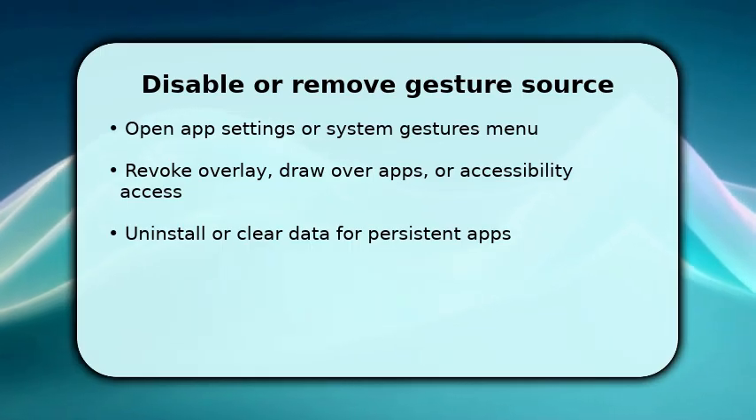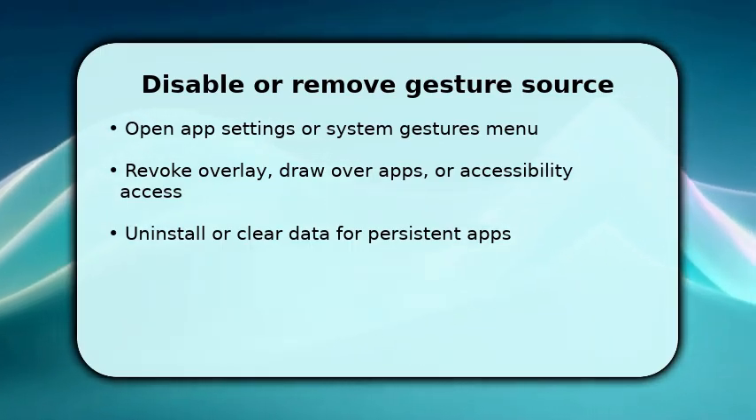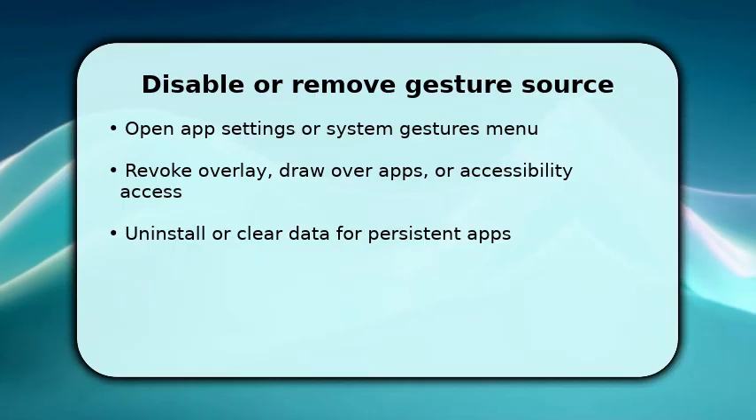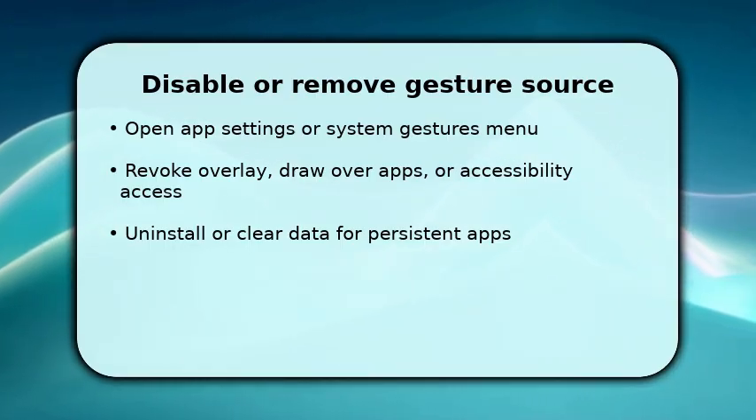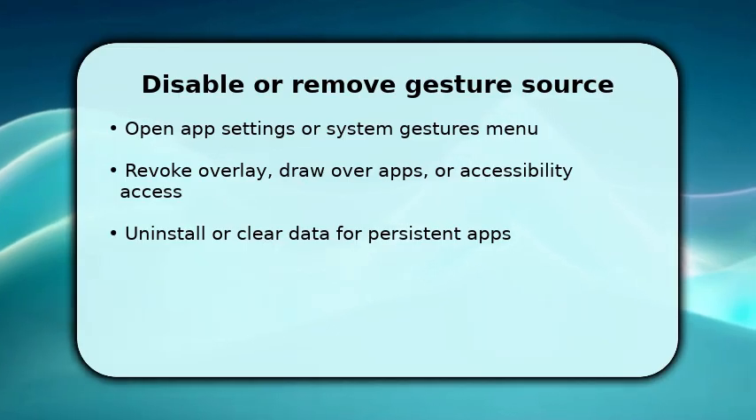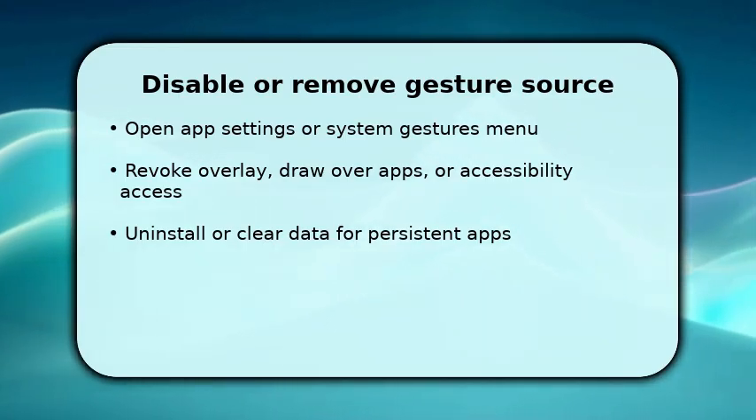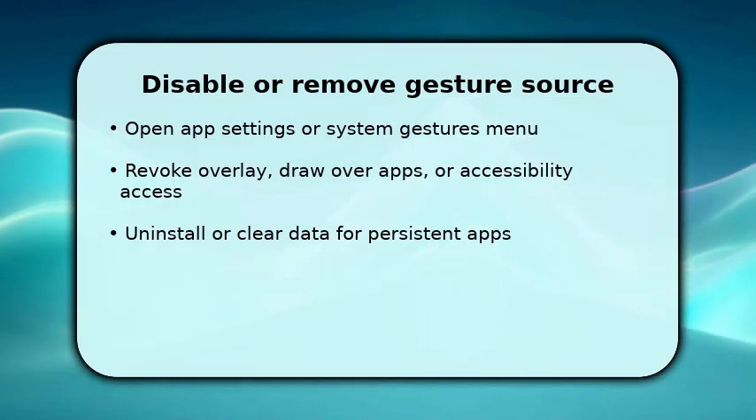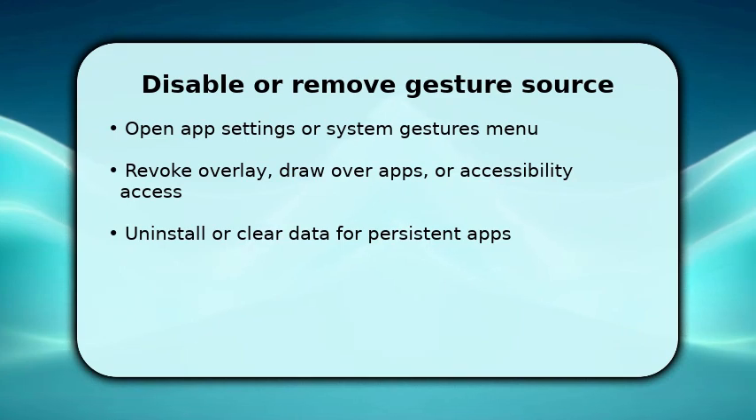If the gesture is system level, toggle off the specific gesture option. Once permissions are revoked, force stop the app or clear its cache and data if needed. If the gesture persists, uninstall the app or disable the system module. This removes the registration that draws over the screen.